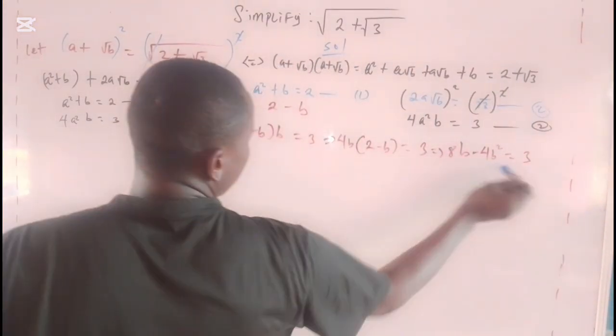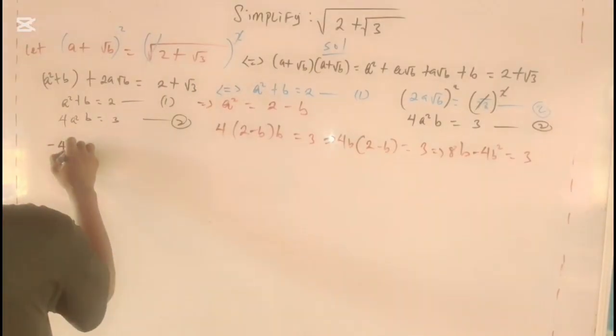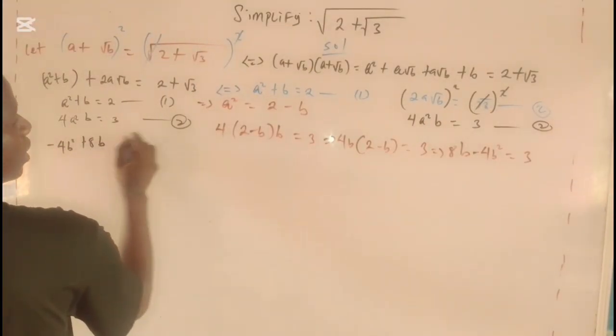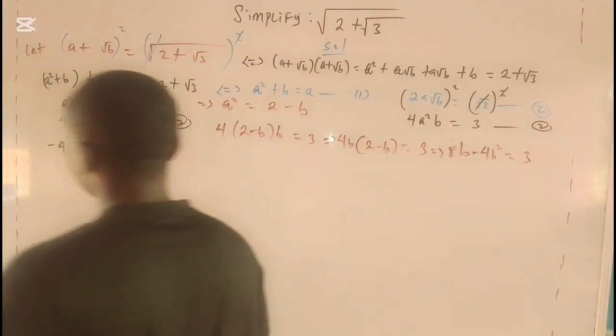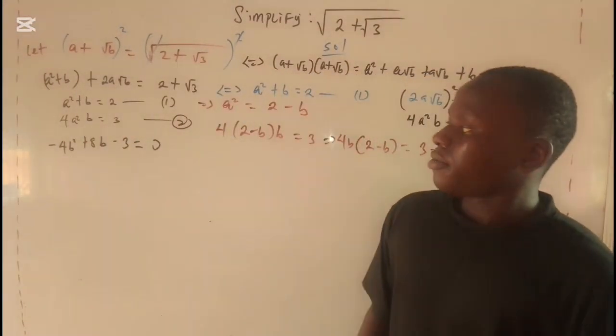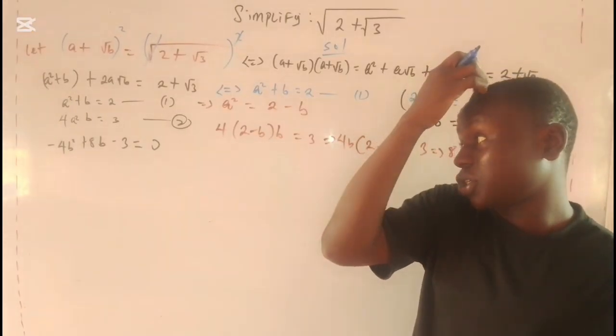Now, let's rewrite this quadratic equation. So we're going to have negative 4b squared plus 8b. Then if you subtract 3 from both sides, we have minus 3 is equal to 0. Alright, so how are we going to do this now? So this is a quadratic equation, okay?